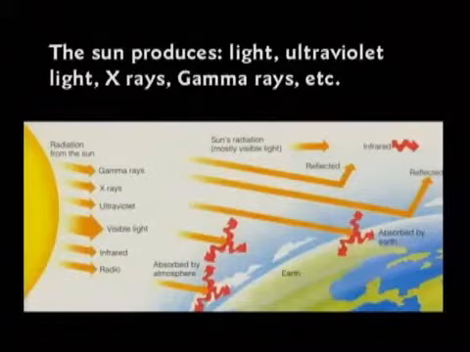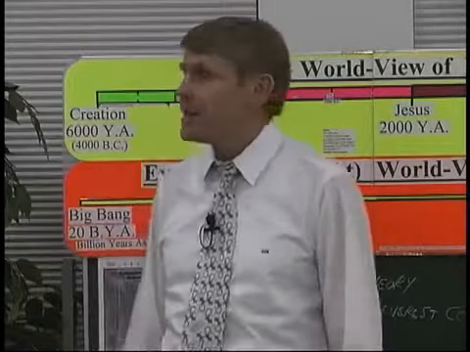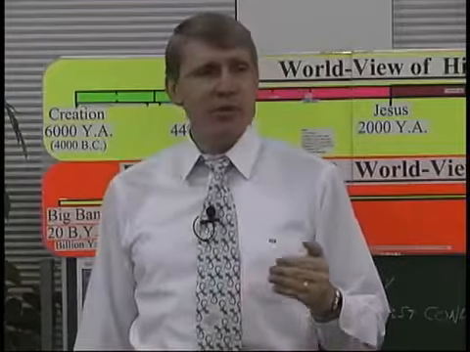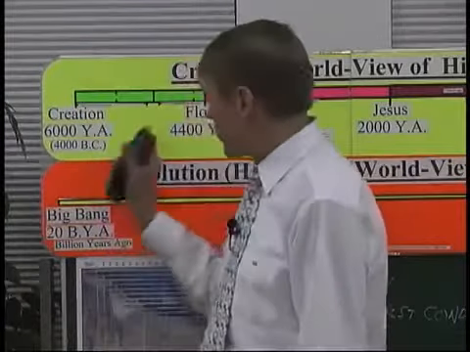For instance, the sun produces lots of things besides light. It produces gamma rays, X-rays, beta rays. All those rays come down here, and they're pretty hard on your body. They will actually destroy your body. It causes a lot of damage. A canopy of water above the atmosphere would prevent that in the pre-flood world.